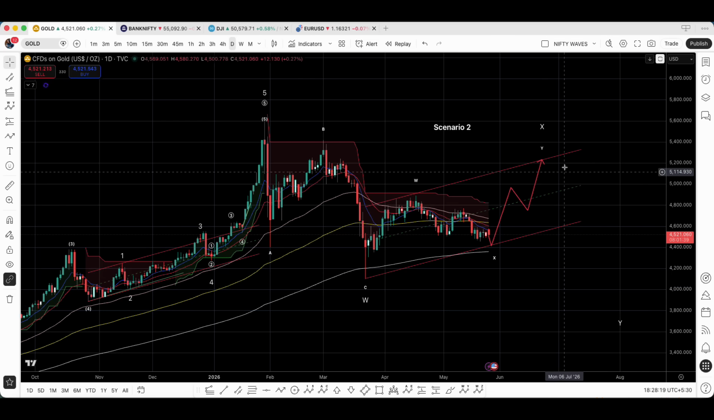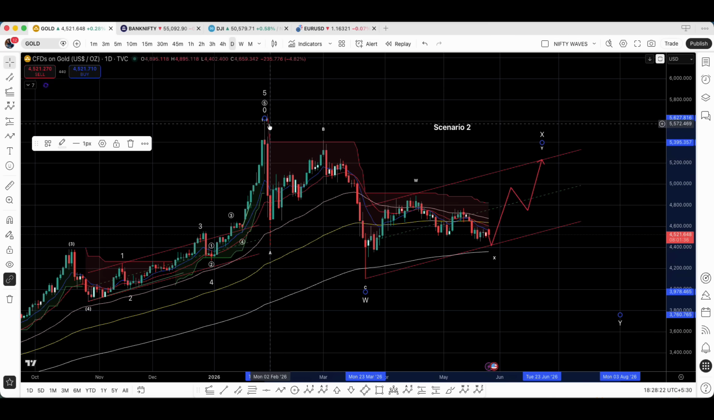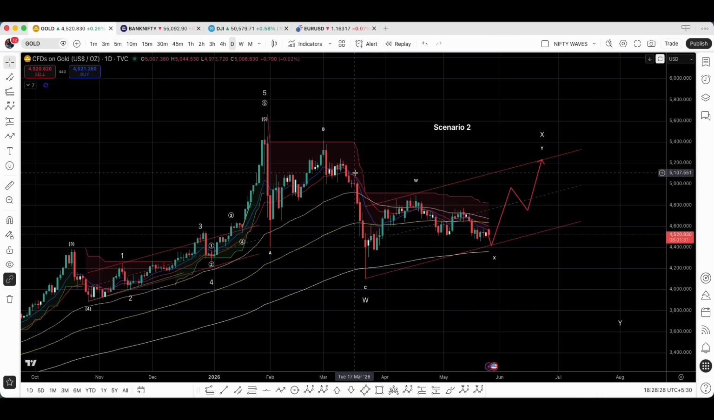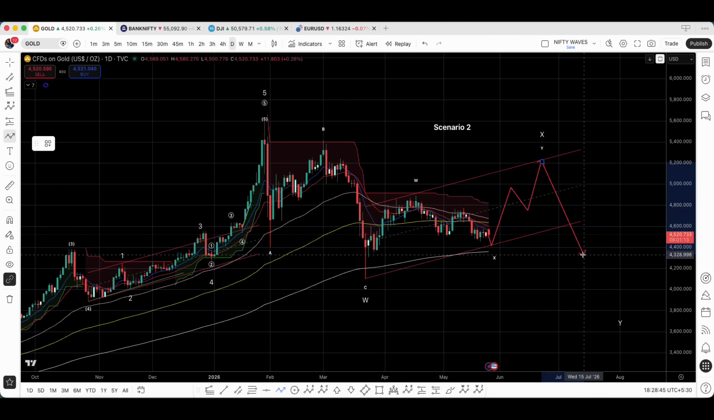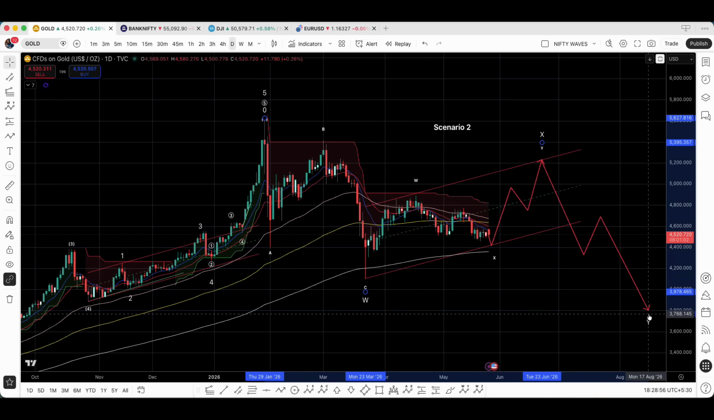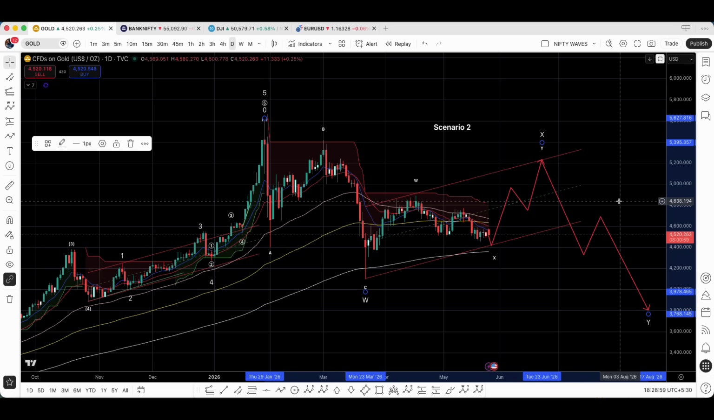So as you can see, we've got an A, B, C forming wave W here, down in threes. We've got a W, X, Y forming wave X, and then we will have a Y wave coming down in 3 here once this ends. Maybe somewhere here. So this is the pattern you're kind of looking at here.